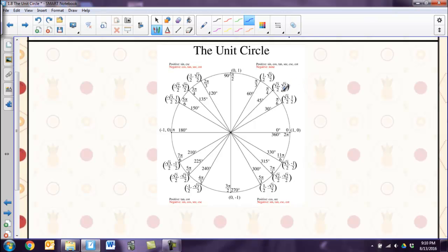Also, something to notice here, they did rationalize the denominator. Remember, I don't have to rationalize.